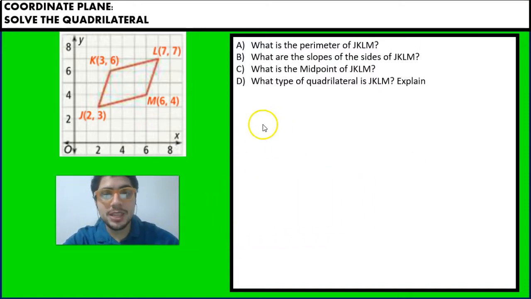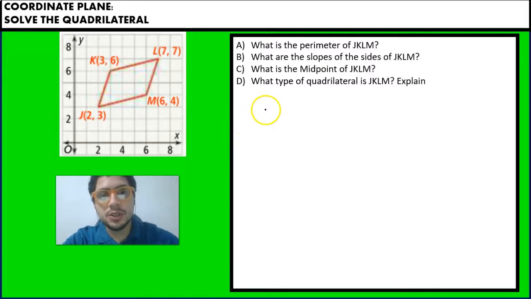Okay guys, so in today's video, as you can see, we are being asked what is the perimeter of JKLM, which is the quadrilateral that we see on the coordinate plane up there. We're being asked also what are the slopes of the sides, what is the midpoint of JKLM, and we're also being asked what type of quadrilateral is JKLM.